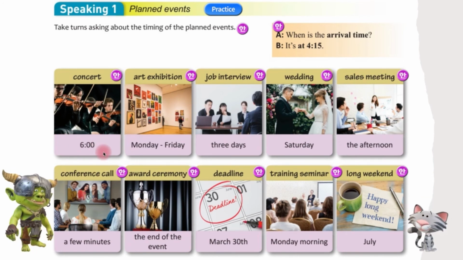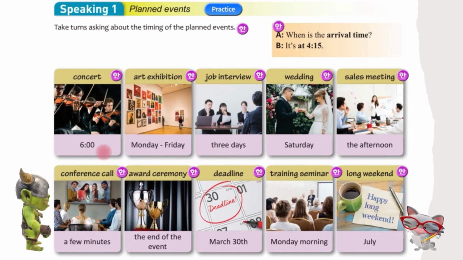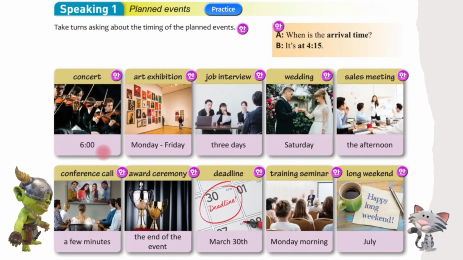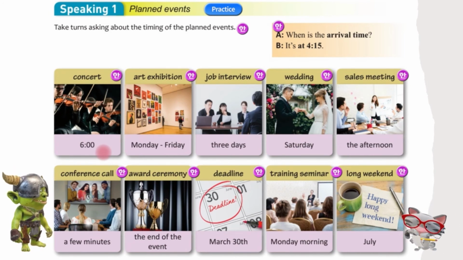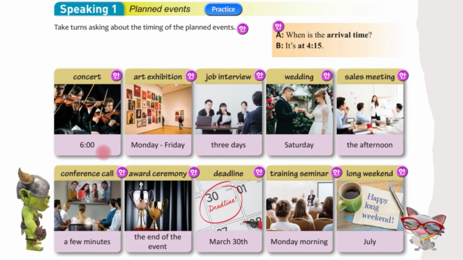It's at 6. Now we don't know if that's in the morning or evening. There's no clue as to that. It could be 6 in the morning or 6 in the evening. I don't think it's natural to have a concert at 6 in the morning. Unless it's New Year's Day. Yeah, alright.